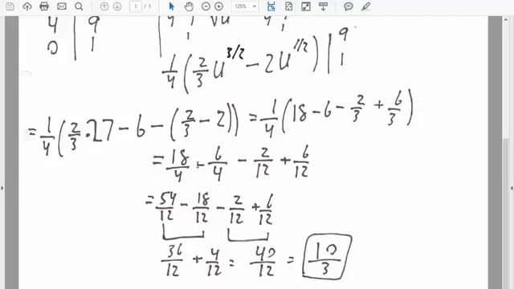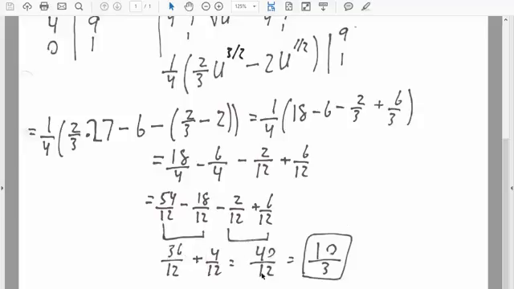And so we'll have 18 over 4 minus 6 over 4 minus 2 over 12, 6 over 12 plus 6 over 12. The next thing we can do is get a common denominator. So we'll say 12. 18 times 3 is 54, minus 6 times 3 is 18, minus 2 plus 6. Everything is going to be divided by 12. 54 minus 18 is 36. Negative 2 plus 6 is positive 4. So we will have 36 plus 4, which is 40, divided by 12.